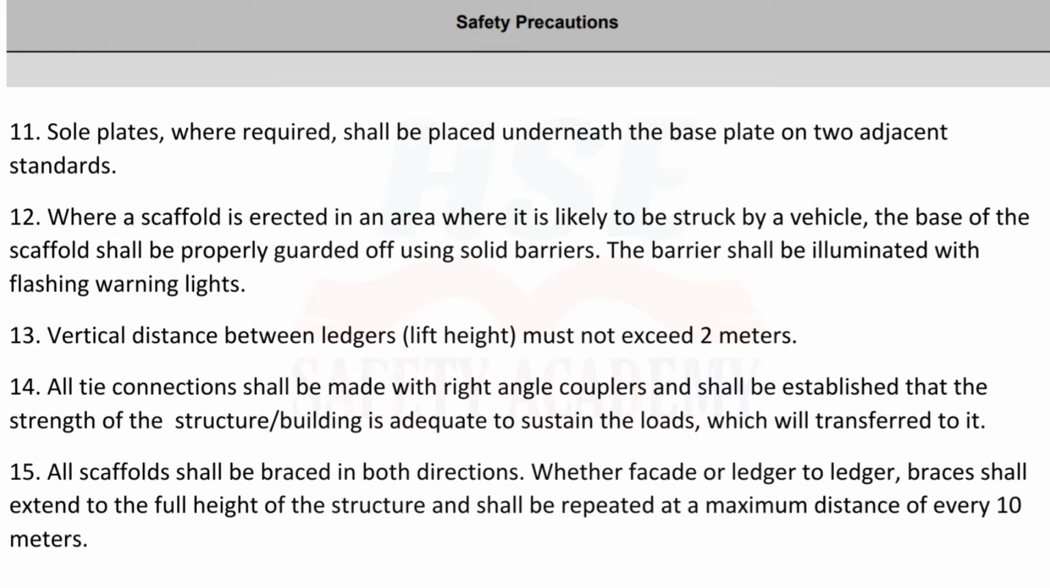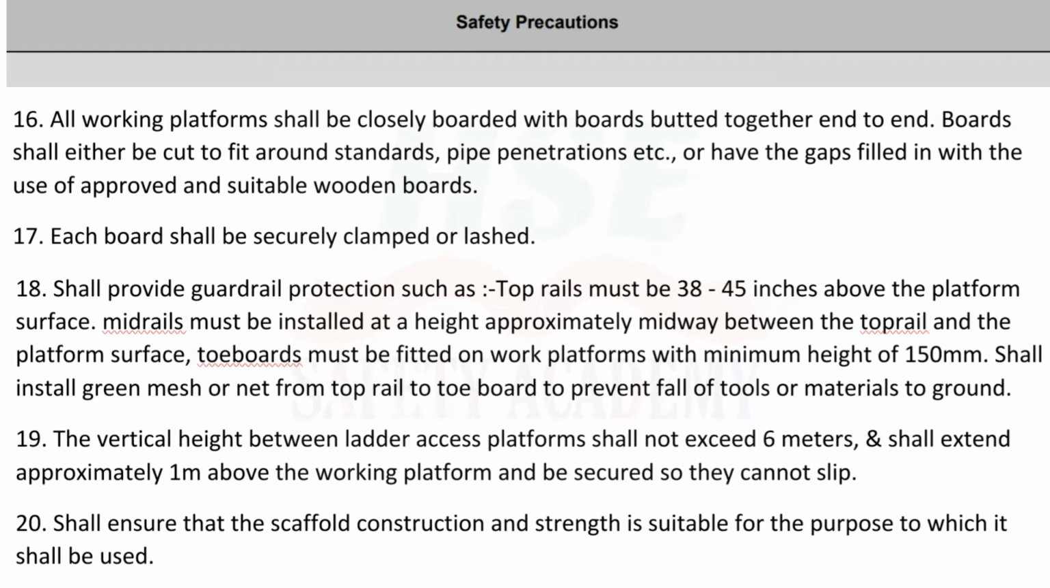15. All scaffolds shall be braced in both directions. Whether facade or ledger to ledger, braces shall extend to the full height of the structure and shall be repeated at a maximum distance of every 10 meters. 16. All working platforms shall be closely boarded with boards butted together end to end. Boards shall either be cut to fit around standards, pipe penetrations etc., or have the gaps filled in with the use of approved and suitable wooden boards. 17. Each board shall be securely clamped or lashed.